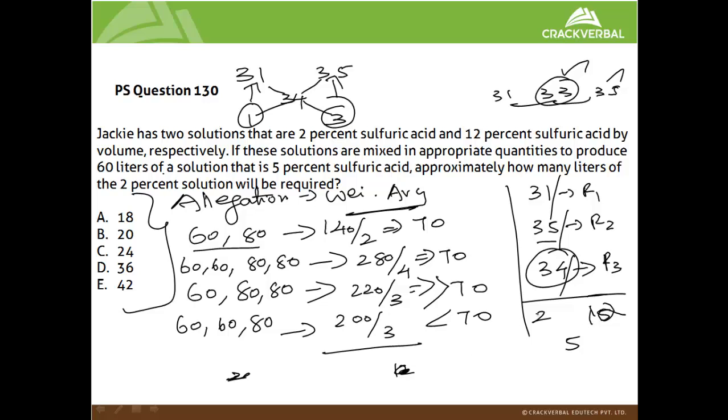So in that case, out of the 60 liters, the 2% solution would be more than half. Technically, more than half means we can eliminate answer choices C, B and A. The answer has to be either 36 or 42. So that basic elimination we can do. Now if you look at it exactly, what would be the ratio? The difference between 12 and 5 is 7, and the difference between 2 and 5 is 3. So basically, for 7 parts of the 2% solution we have to mix 3 parts of the 12% solution.